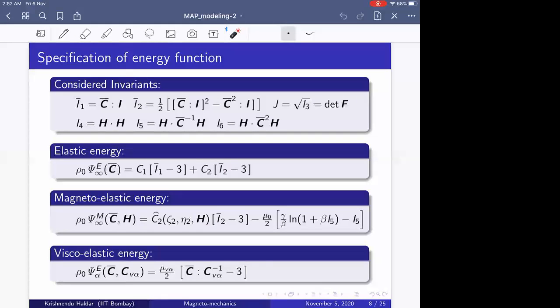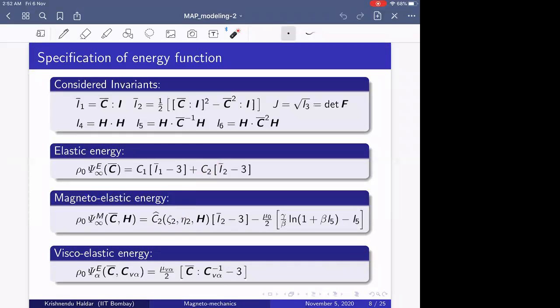So for the magnetoelastic energy, the catch is only that we are making the coefficient field dependent, and we are selecting this function such that it saturates with the magnetic field. If you keep on increasing your magnetic field, at some point it becomes asymptotic to a predefined value, and all these values are experimentally motivated.